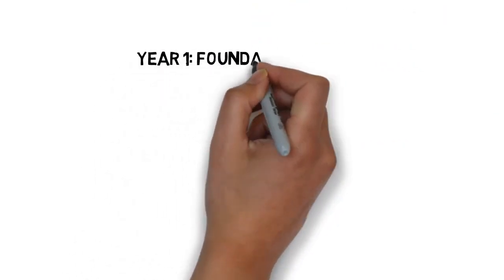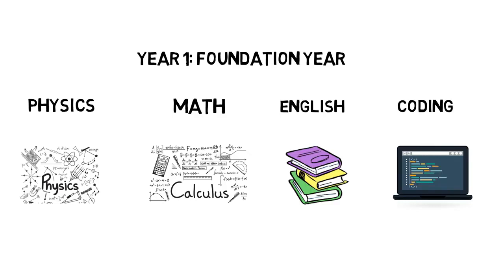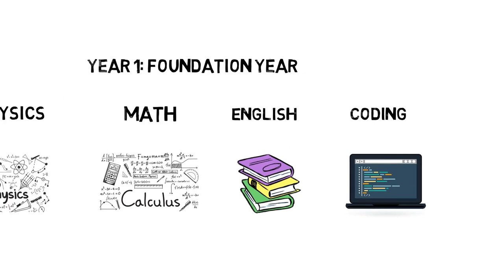So first up, in year 1 you have your foundation year. In your first year, you'll be taking foundational courses in physics, math, English, and coding. In my opinion, the first year is probably the most boring year, since you're taking really dry courses that aren't related to mining, and the courses can be quite hard too.